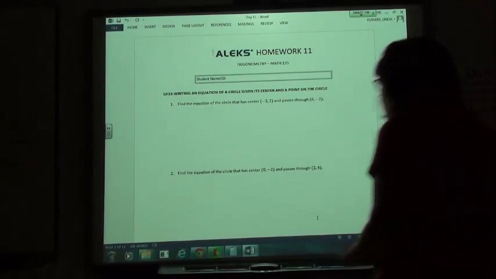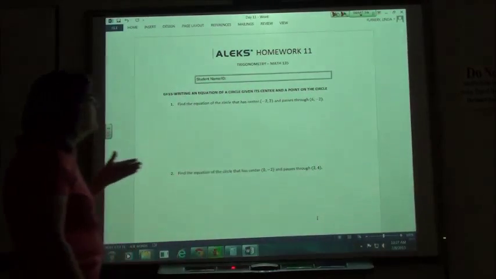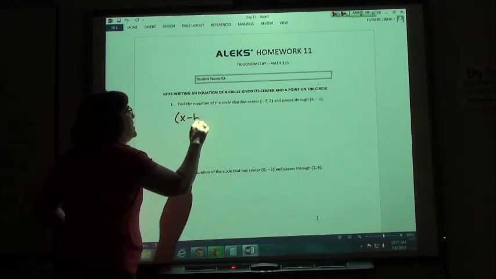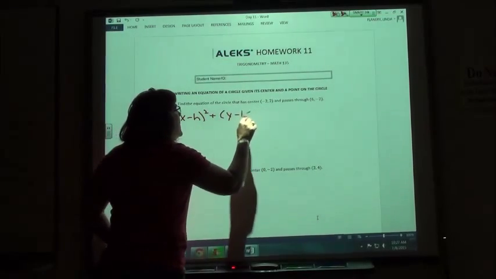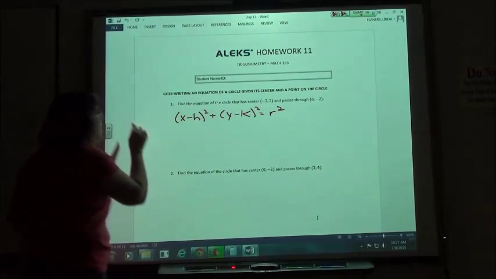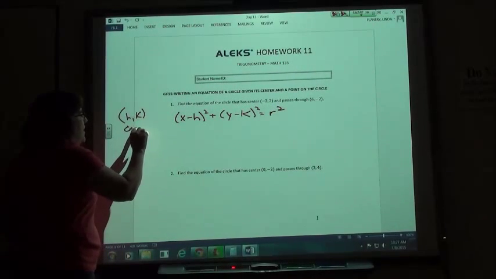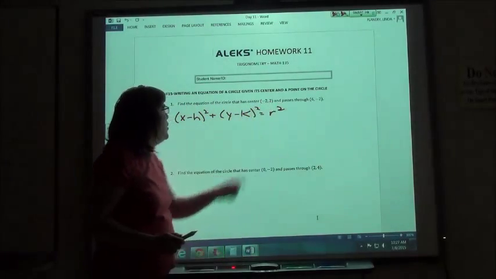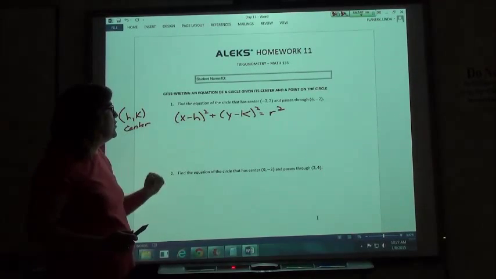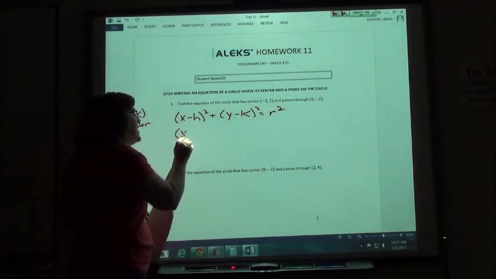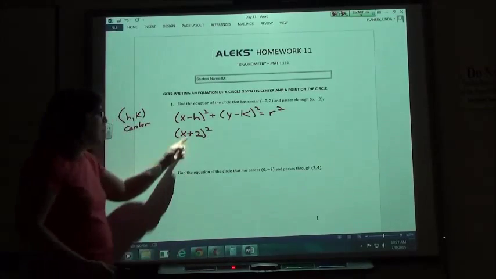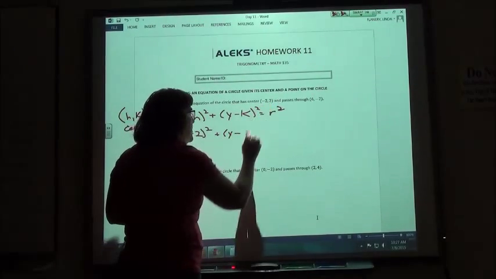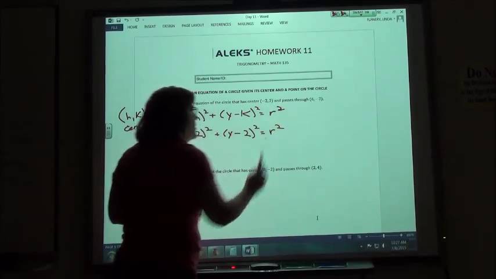All right, homework 11 starts off with writing the equation of the circle given its center and a point on the circle. So again, general form of a circle: x minus h squared plus y minus k squared equals the radius squared, with h and k being the center. So if my center is at negative 2, 2, I would have x minus a negative 2, and x minus a negative 2 really is x plus 2 squared then, right? If we had a plus 2, then we had a negative 2 in our center. Plus y minus 2 squared equals our radius squared.